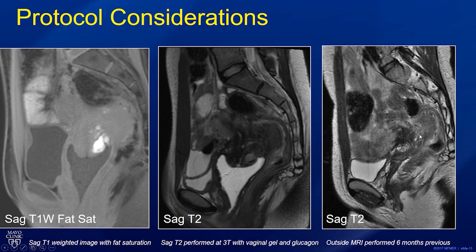With the extent of motion and artifact on this far right image, it's difficult to appreciate the extent of involvement of the posterior cul-de-sac and the cervix for the purposes of operative planning. And I think anyone taking a look at these images would rather be interpreting and reading the images on the center and left-hand side of the screen.